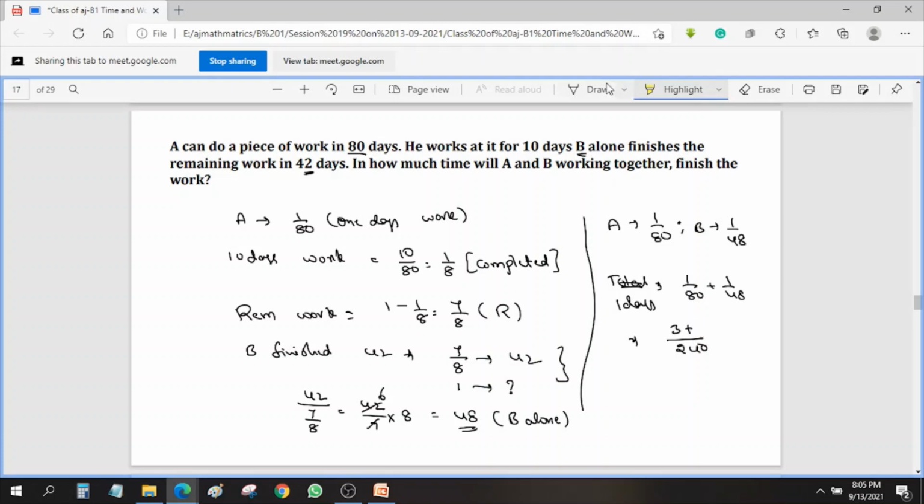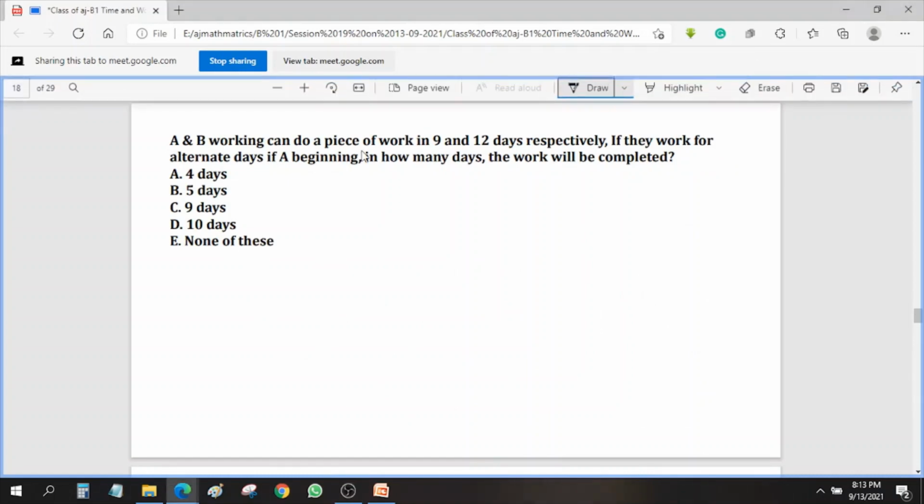After knowing it is 5, it will be 8 by 240. 8 by 240 is what? 1 by 30. Which means 1 day's work of A and B is 1 by 30. So the total number of days is 30 days. This is how we need to solve. It will be very easy to solve.